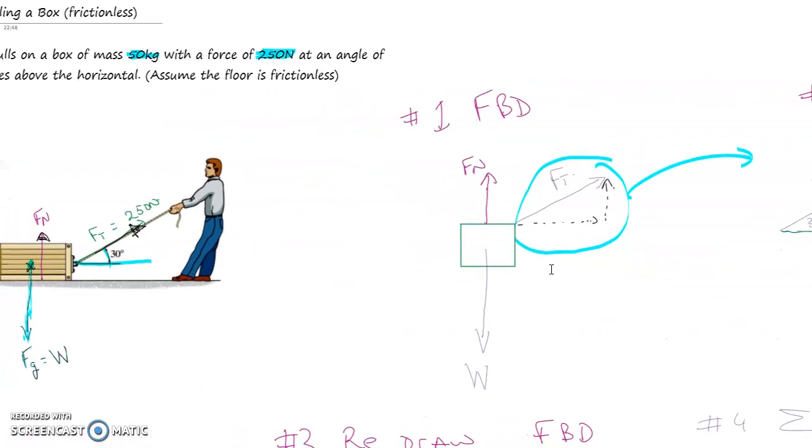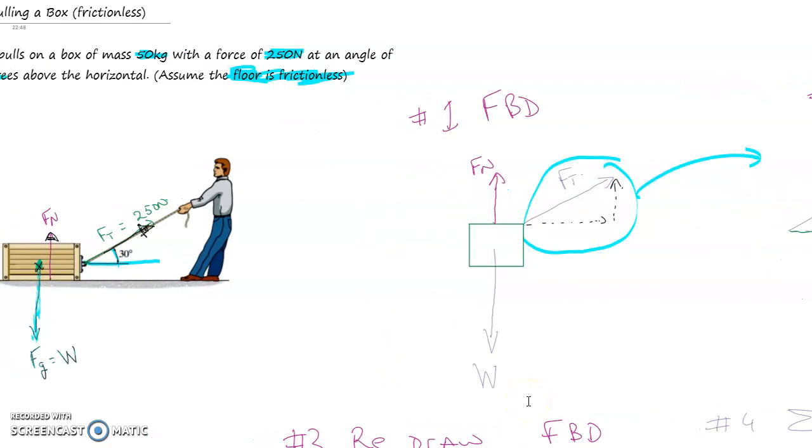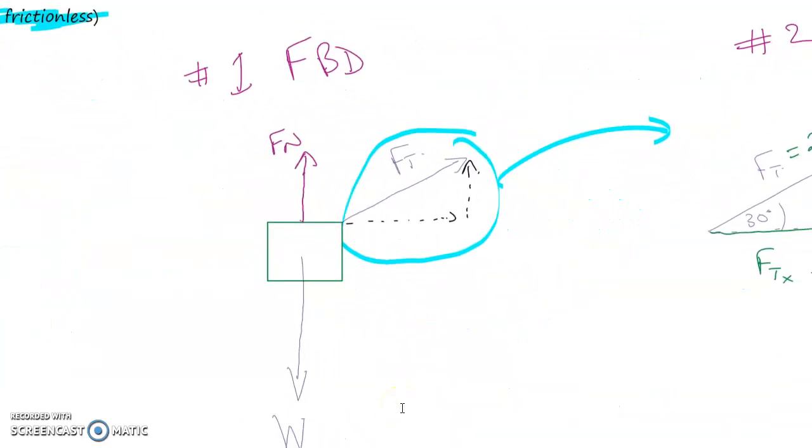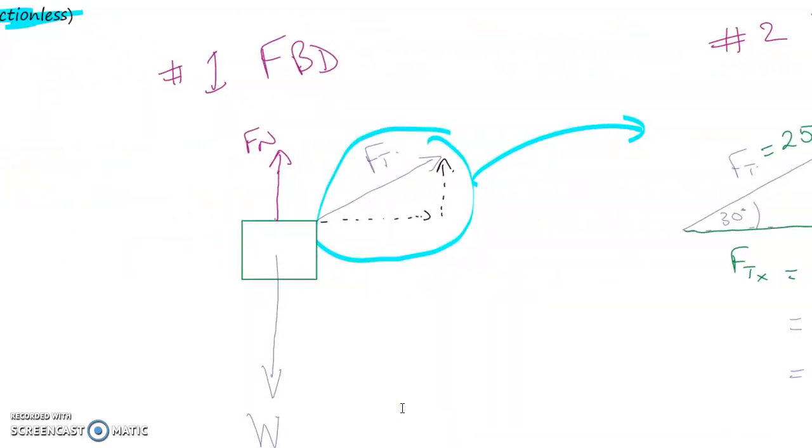in this problem, we're assuming that the floor is frictionless, which I know is a bit ridiculous because if it was frictionless, then the man probably wouldn't be able to pull there at all. But we'll assume that for all intents and purposes, this part of the ground is frictionless, whereas where the man is standing is obviously not frictionless. Anyway, so the free body diagram for the situation is we draw our box, we've marked in the weight going down, the force normal going up, and then we mark in the force of tension at an angle of 30 degrees above the horizontal.